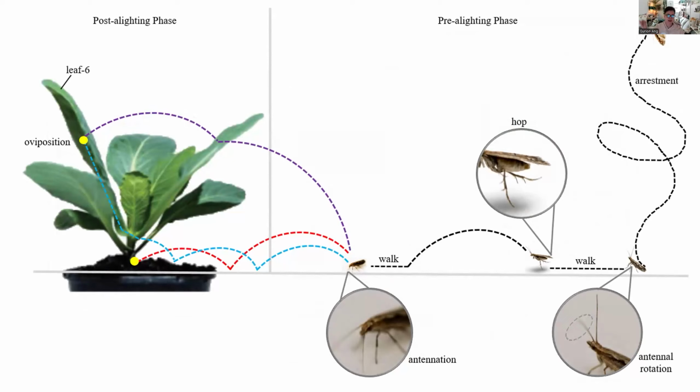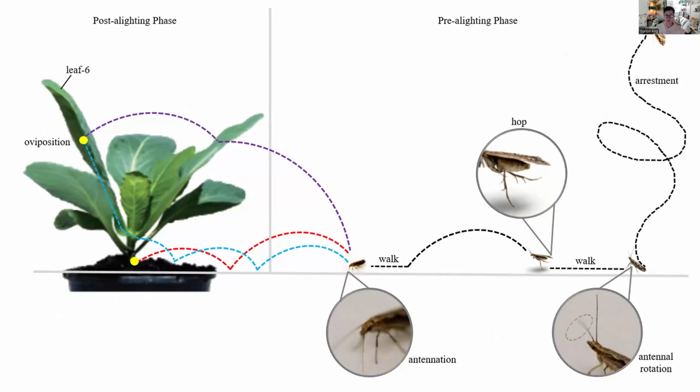So arrestment is just a fancy way of saying landing. It's a weird way, right? Where you say, oh, a cop comes to arrest you. In a weird way, it's kind of like grounding you and confining you. So arrestment in the context of insect behavior is landing. So you can see here that you can have some arrestment.